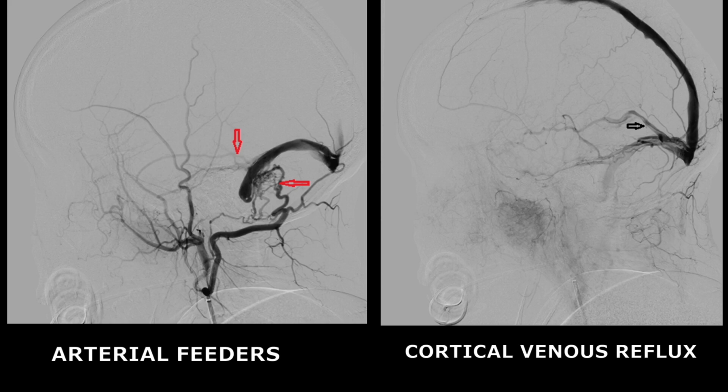This is the image of the DSA of the left ECA showing the high flow dural AV fistula with multiple arterial feeders from the left occipital and left middle meningeal artery marked with red arrows and cortical venous reflux marked with black arrow. Also, we could see that there is obstruction in the venous sinus proximally, which may be due to thrombus, due to which there is reversal of venous flow.